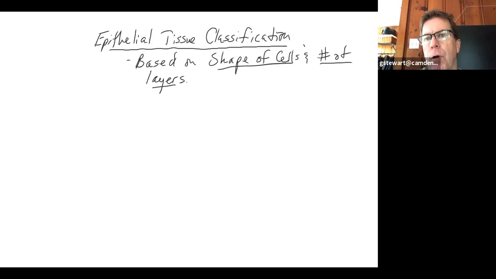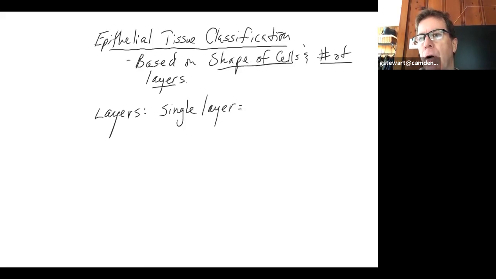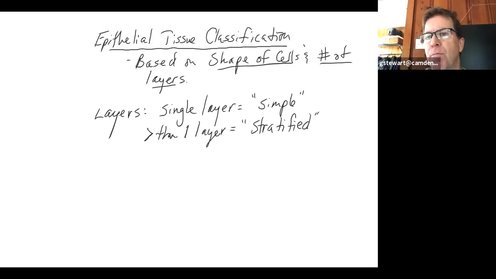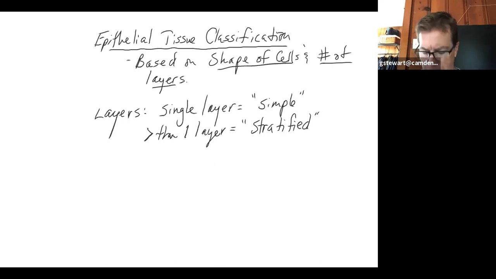And so for layers, we have two different choices. We either have one layer or more than one layer. So if the tissue is a single layer, we call that tissue simple. If it has more than one layer, we use the name stratified in that tissue's name. So simple just means a single layer. Stratified means more than one layer of cells in that particular tissue.